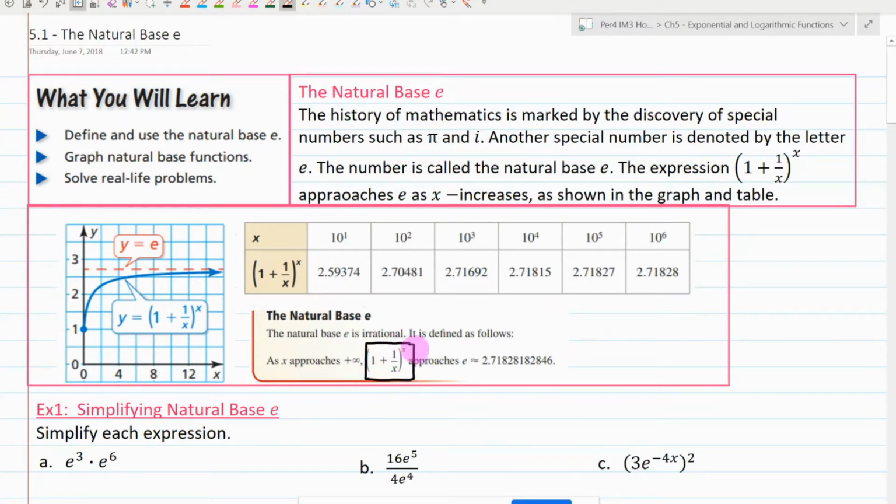It's used a lot for exponential growth and decay, but also for compound interest problems that have something similar to this. Okay, so if you take 1 plus 1 over x to the x power, so let's say it's 1 plus 1 over 10 to the 10th power, then you're going to get this. And then if you take 1 plus 1 over 100 to the 100th power, you're going to get this answer.